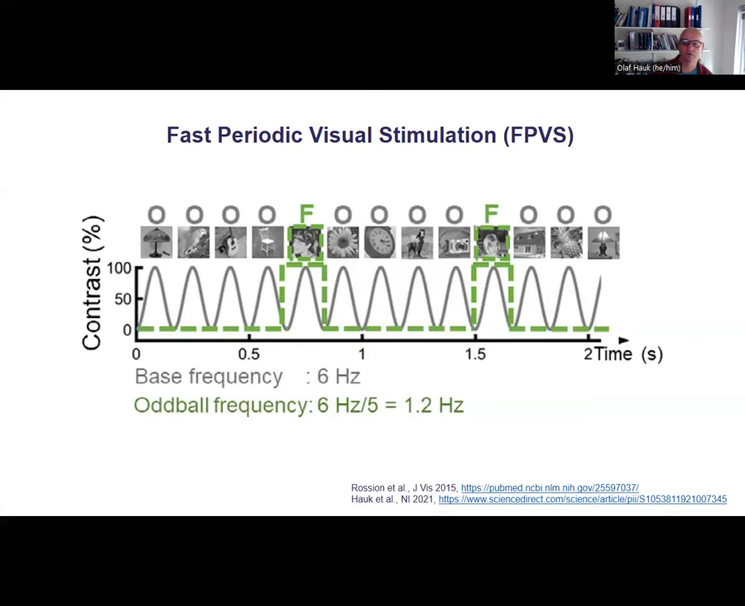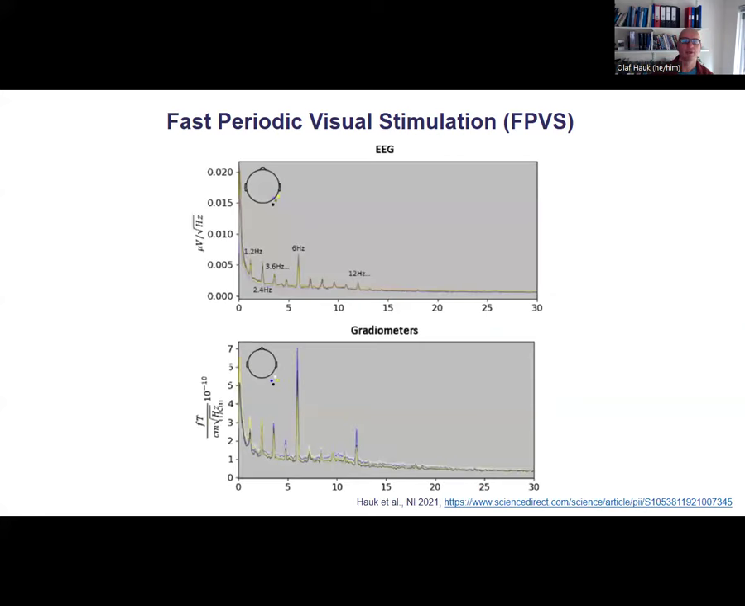Obviously, already a while ago. So Bruno Rossion pioneered this paradigm. We did this here with EEG and MEG combined. And if you do this, then we clearly see, first of all, clear responses at 6 hertz. That's not surprising. That's the visual steady state response, in this case, to pictures of objects. But we also see clear responses here at 1.2 hertz and harmonics. And this is the face discrimination response. So that's specific to the discrimination between faces and objects. And that's here in the EEG.